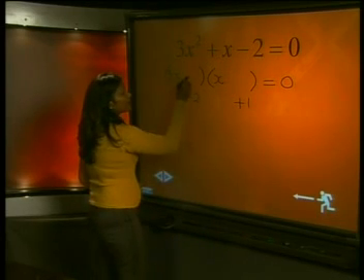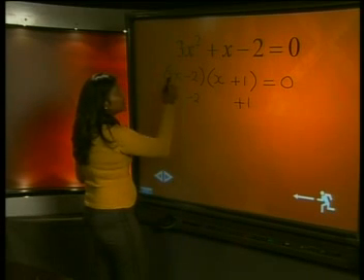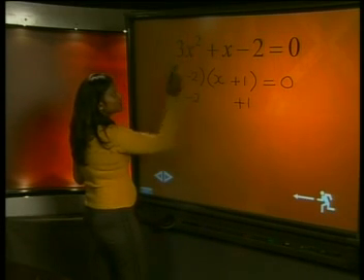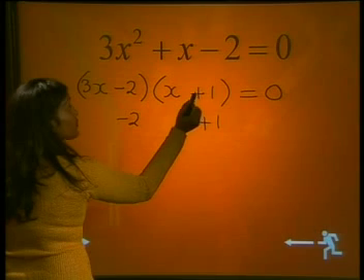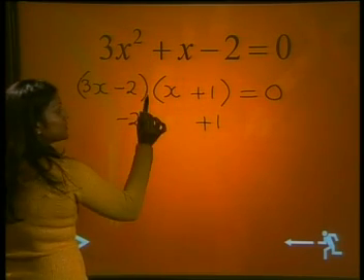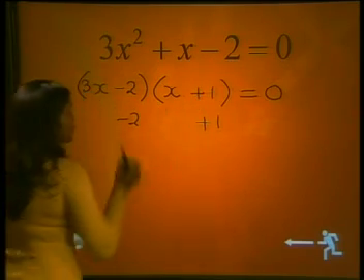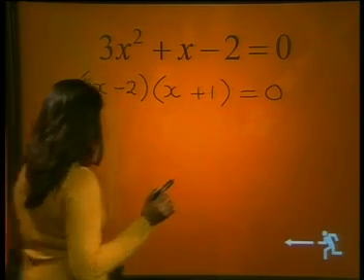Now we can put in minus 2 here and positive 1 here. Let's check quickly. 3x times x is 3x squared. 3x times positive 1 is positive 3x. Minus 2x gives me positive x. Our middle term is right. Then minus 2 times positive 1 is negative 2. So we have our factors.